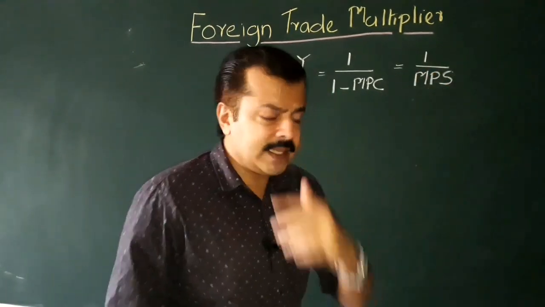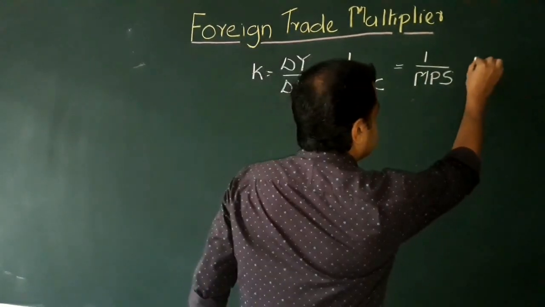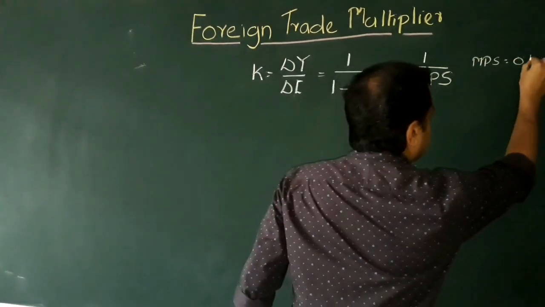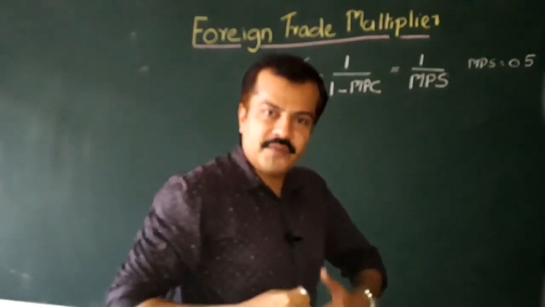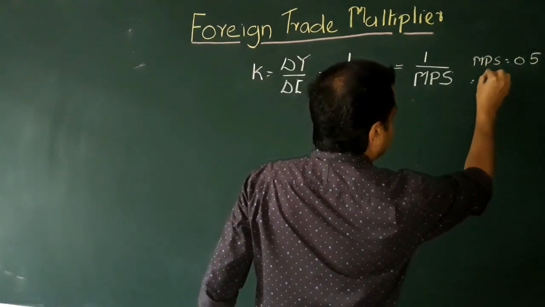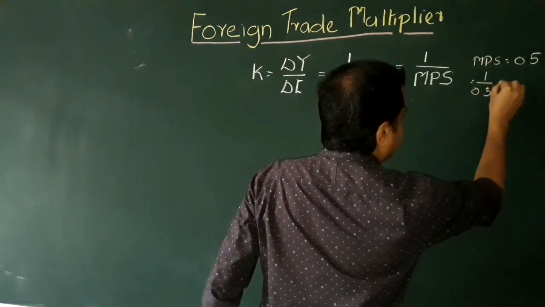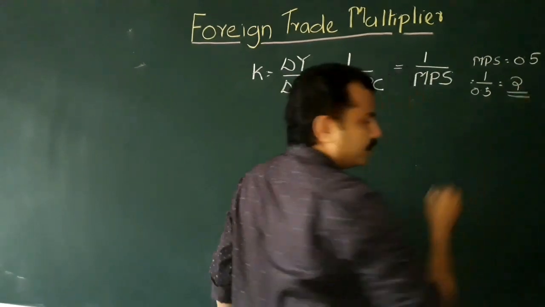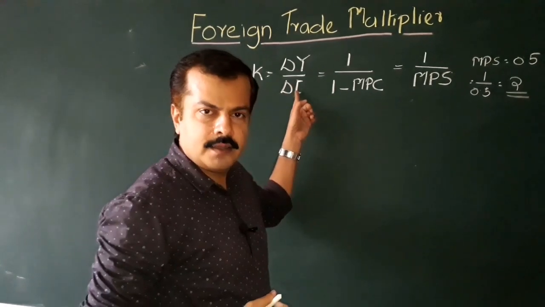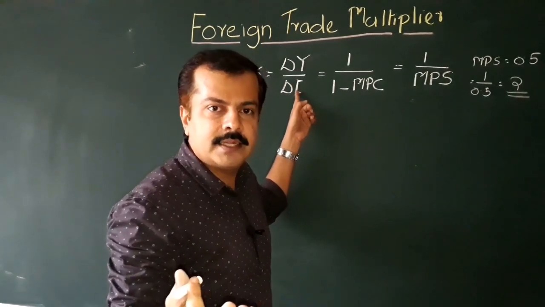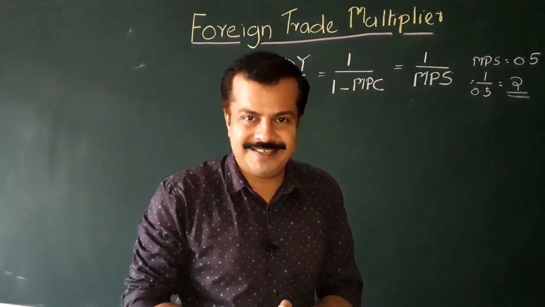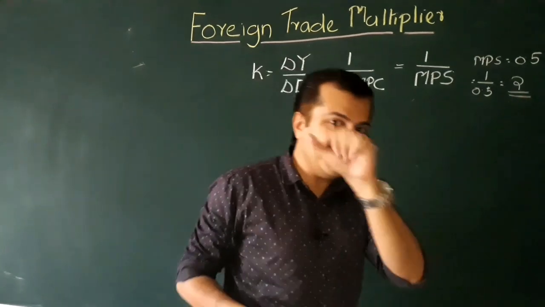Now, for example, let us say that MPS is 0.5. That is, out of every income 50% is being saved. Then the value of multiplier will be equal to 1 by 0.5, which will be equal to 2. That is, if there is an increase in the investment, for example, of rupees 100, then income will increase 2 times. That means the change in income will be 200. 2 into 100, that's the idea behind the multiplier.